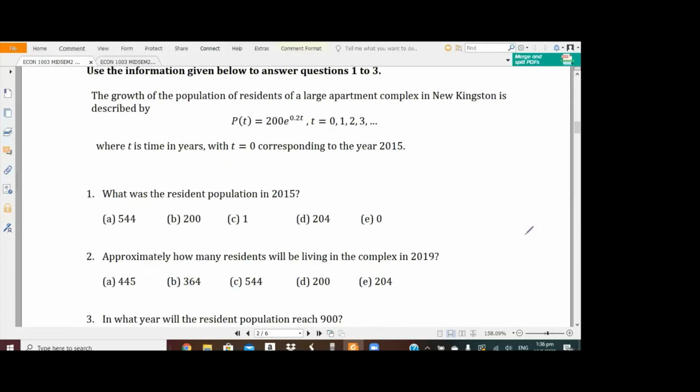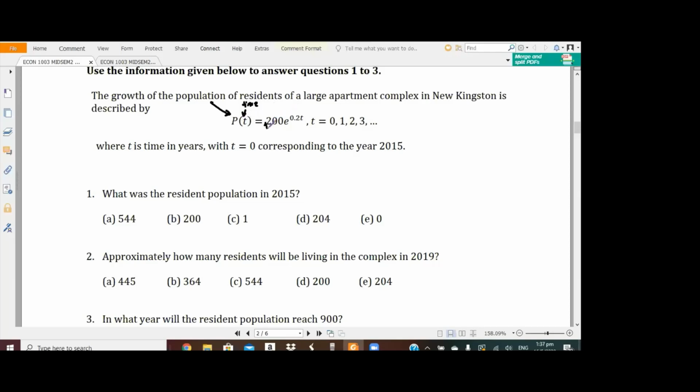So this question says that the growth of the population of residents of a large apartment complex in New Kingston is described by this function here. So P of t is equal to 200 e to the 0.2 times t, where t is equal to 0, 1, 2, 3, and so on. Now, this is what we call an exponential function, right? Don't be confused by the fact that we don't use the letter f or x as you normally see in functions. In this case, we use p because it's referring to a population, and we use t because the parameter is time. So it's just us changing it to make it specific to the given scenario.